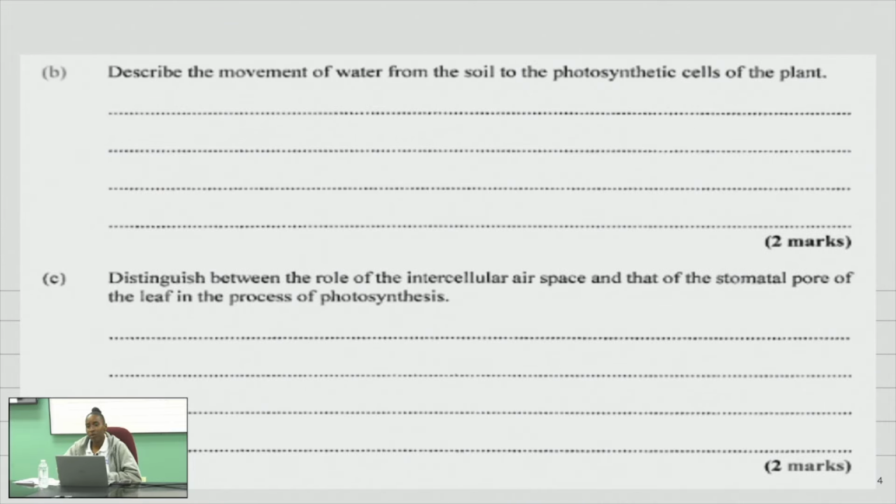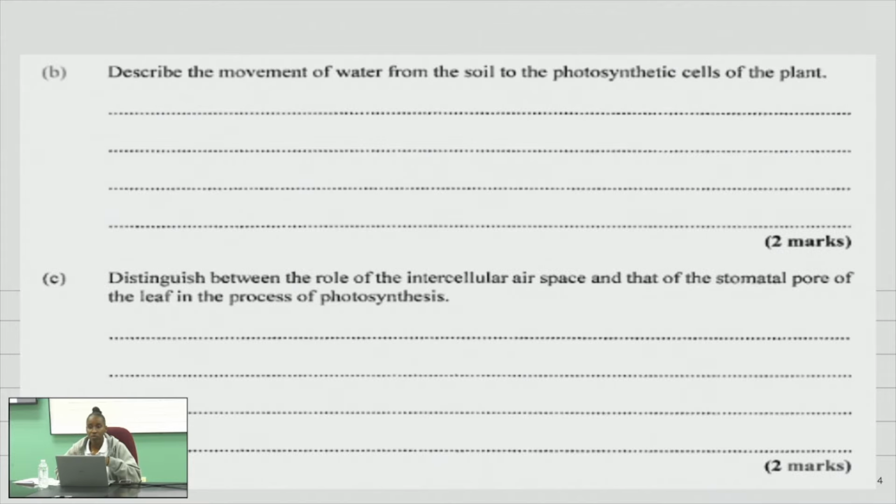Now, the next process the question wanted us to define or talk about is capillarity, which has your cohesive and your adhesive forces. Your cohesive forces is talking about when your water molecules will be sticking to each other, while your adhesive forces will be talking about when your water molecules stick to the surface or to the walls of the xylem vessel.